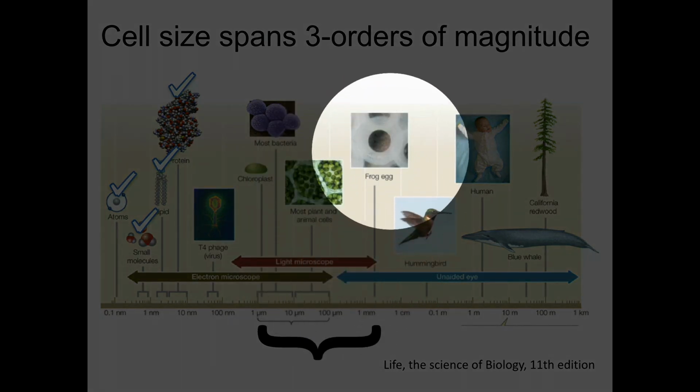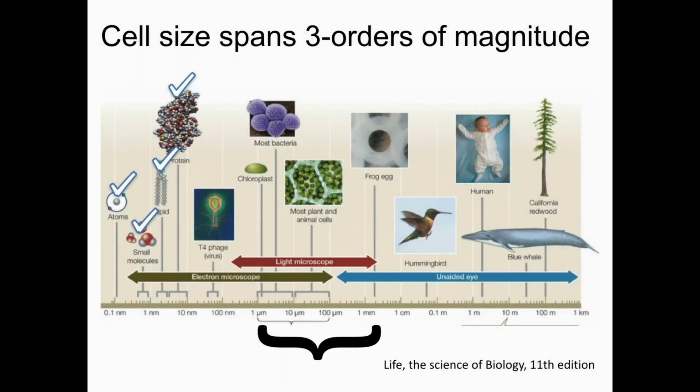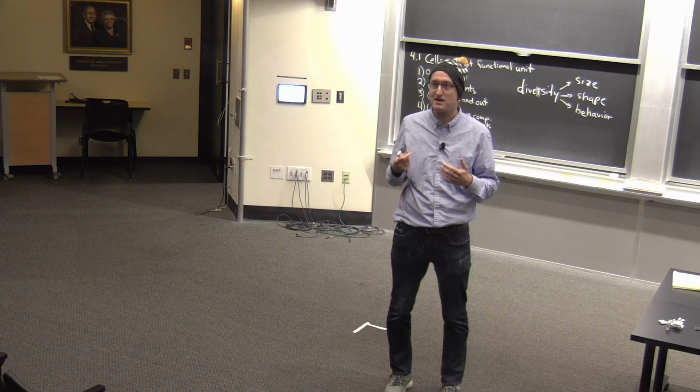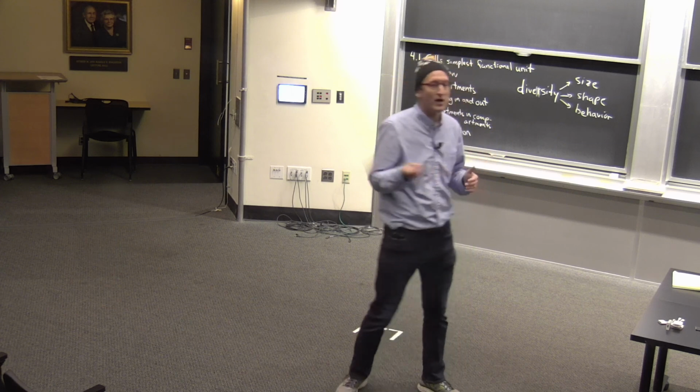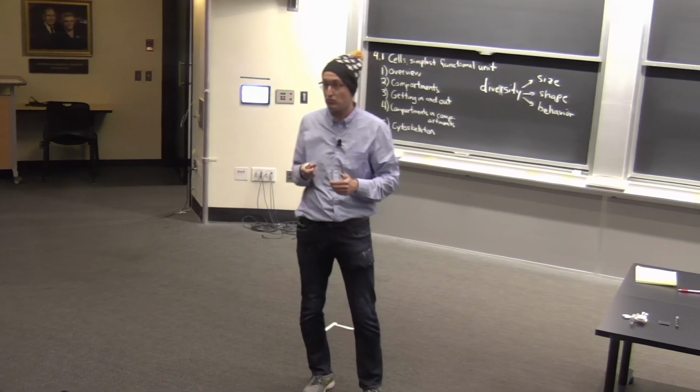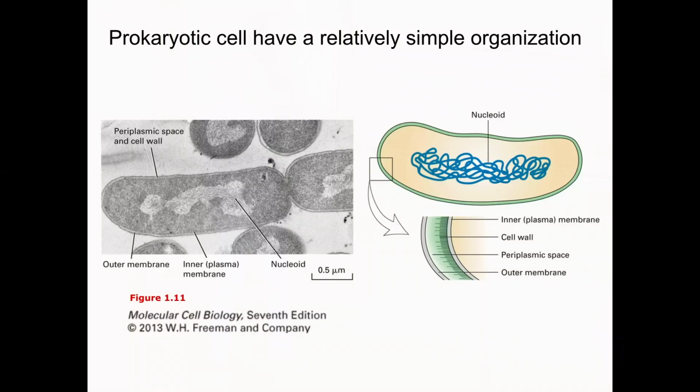This is not a human egg, but this is a frog egg. You can see often the egg cells are the biggest of all cells. The biggest cell is an ostrich egg. Okay, it's about 15 centimeters, I believe. Okay, so cells span a huge, wide range of sizes.